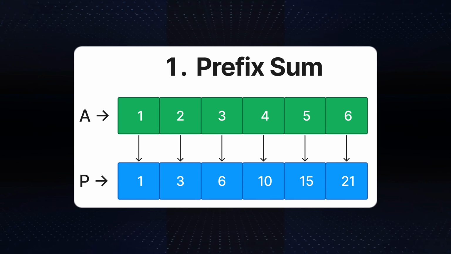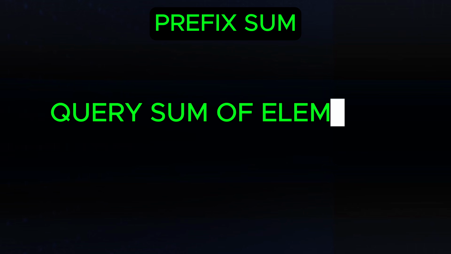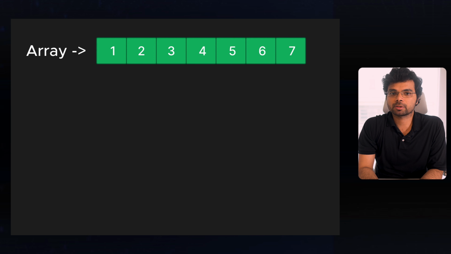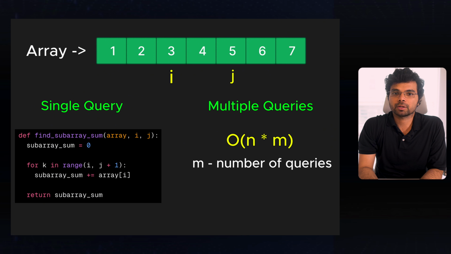First up, we have the prefix sum pattern. This pattern is commonly used for problems where you need to query the sum of elements in a subarray. Imagine you are given an array and you need to find the sum of all elements between indices i and j. If you have just one query, you can simply loop through the array in linear time to find the sum. But if you have multiple such queries, it can take O(n times m) time complexity, where m is the number of queries and n is the length of the array.